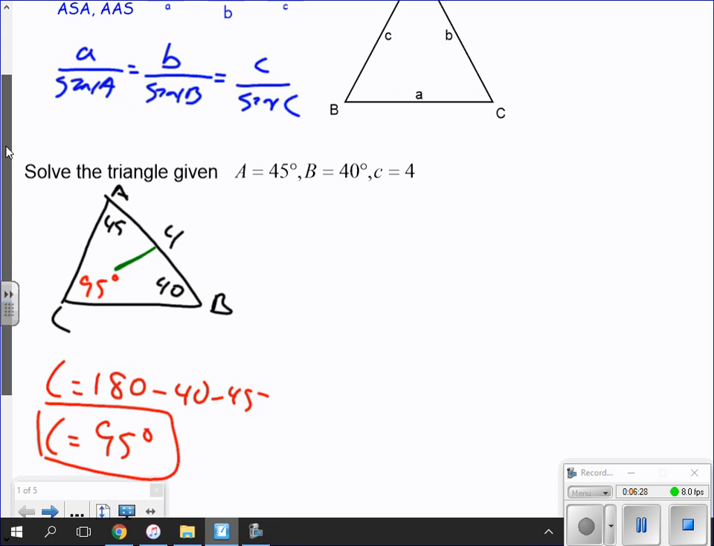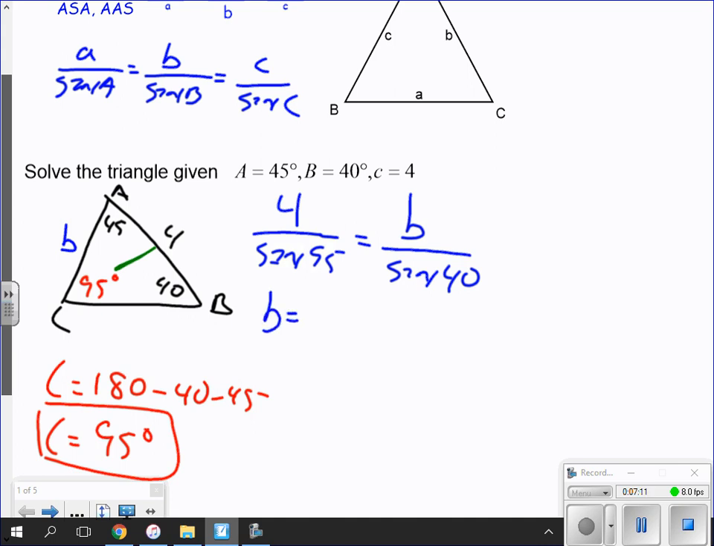So let's look for B next. Okay, just to make it alphabetical. Or reverse alphabetical, depending on how you want to look at it. So we're going to solve for B next. It's not a problem. I have the ratio I know here. 4 over the sine of 95 is equal to B over the sine of 40. And remember, you are supposed to be in degrees for this. And this is what I like when it's set up like this. I just multiply both sides by the sine of 40. Gets me B by itself. B equals 4 times the sine of 40 over the sine of 95.